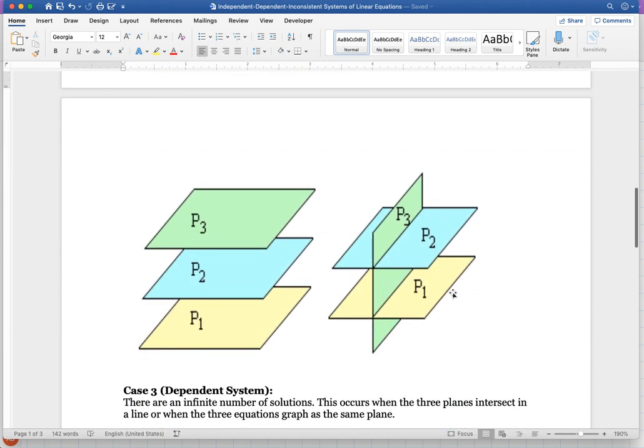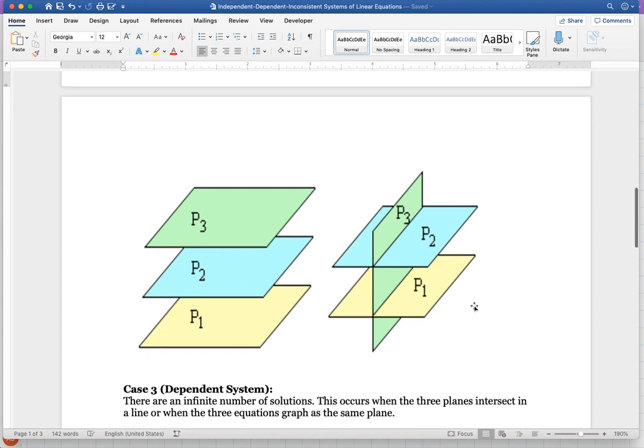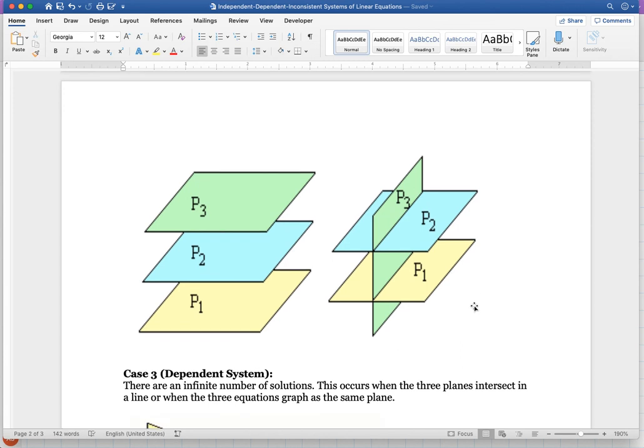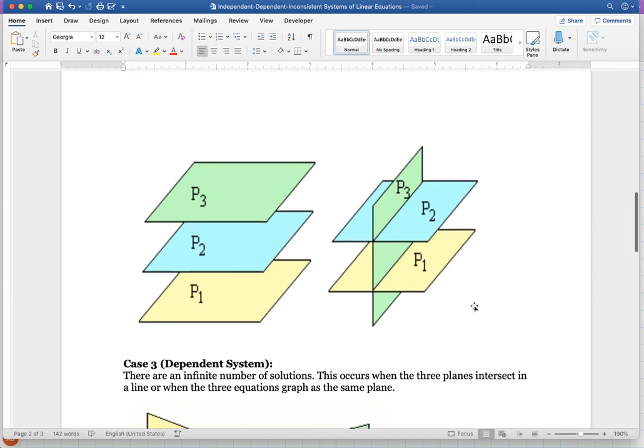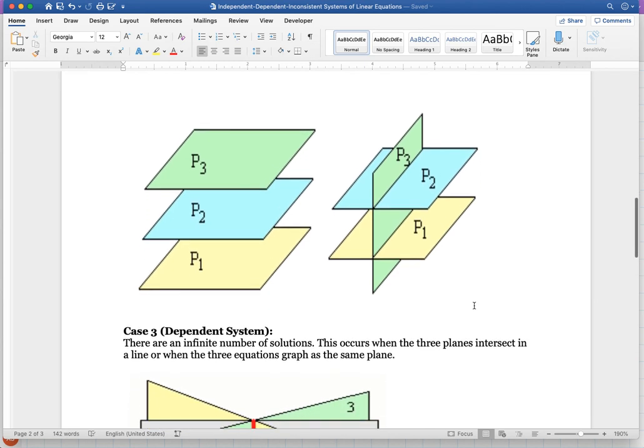It is also possible for our three planes to be parallel, or two of the planes to be parallel, and then the third plane would meet the first two planes along lines which are parallel to each other.